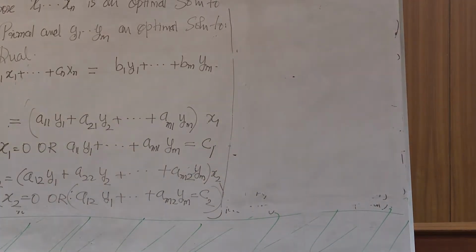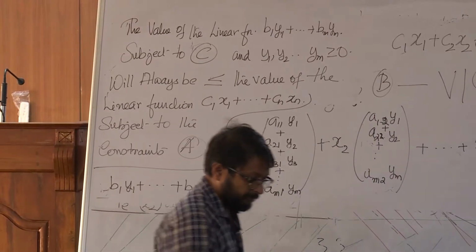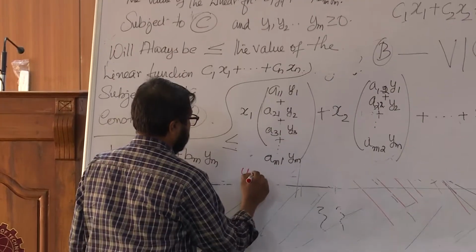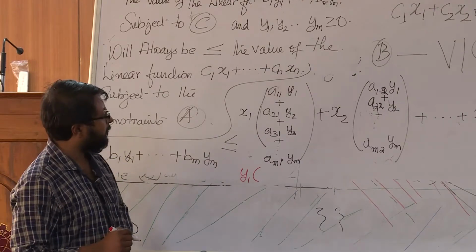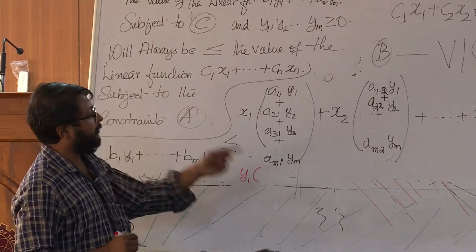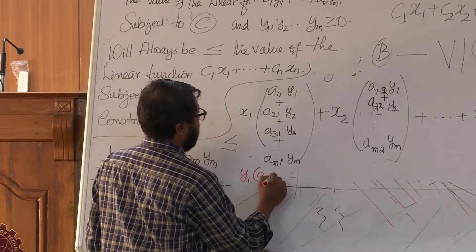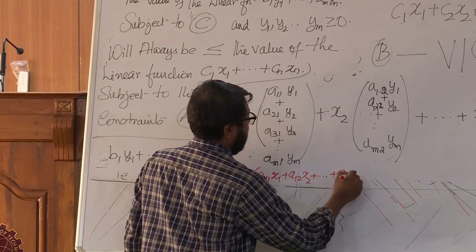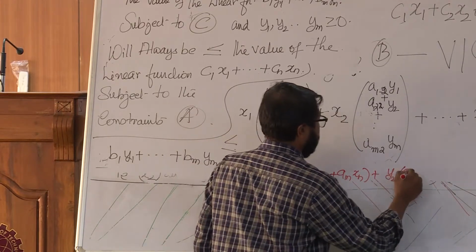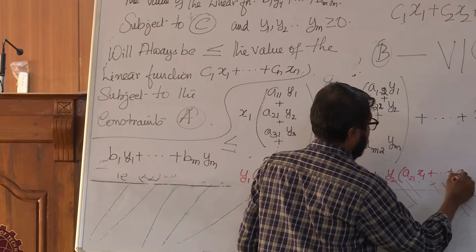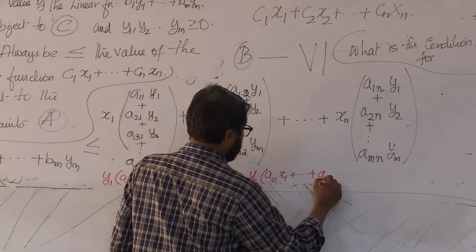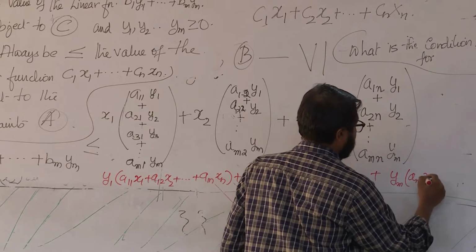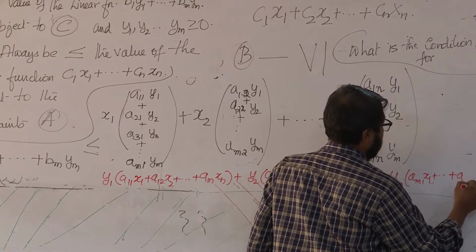So, this expression I can rewrite as y1 into, okay, y1 into what? a11 x1 plus a12 x2 plus a1n xn, plus y2 into a21 x1 plus a2n xn, plus ym into am1 x1 plus amn xn, correct?